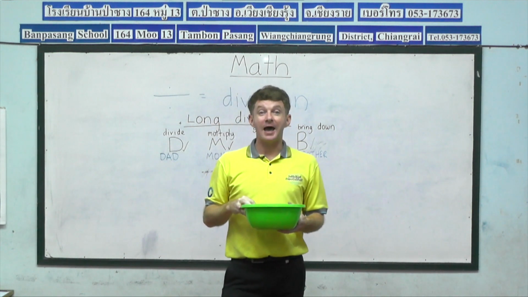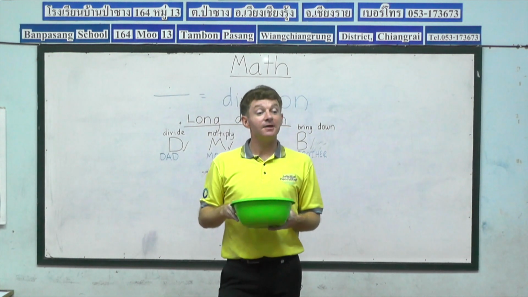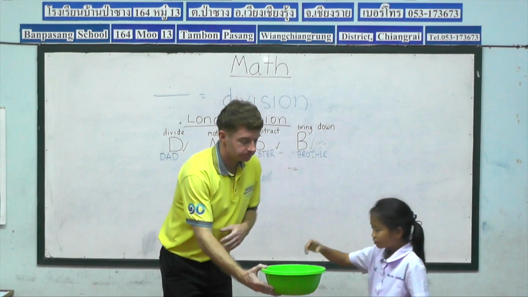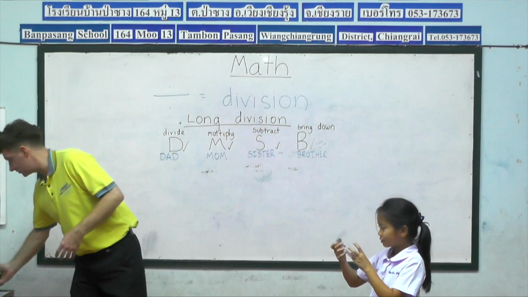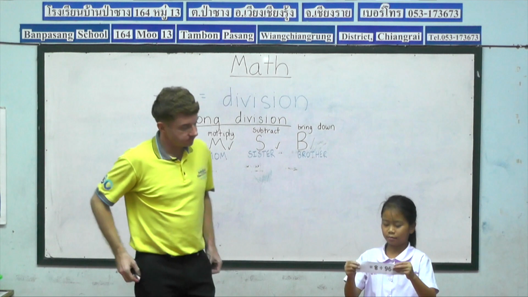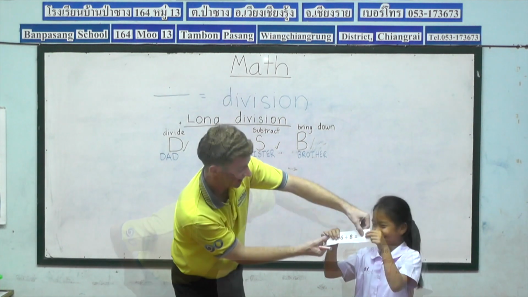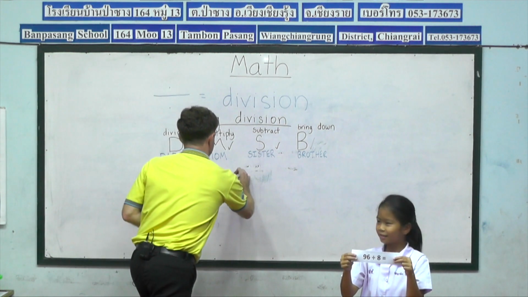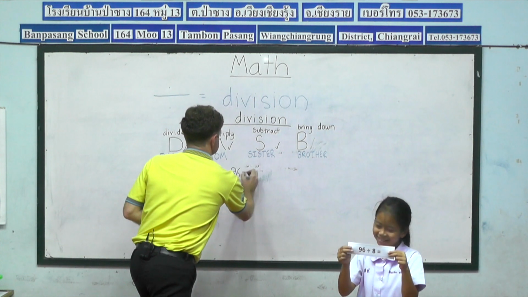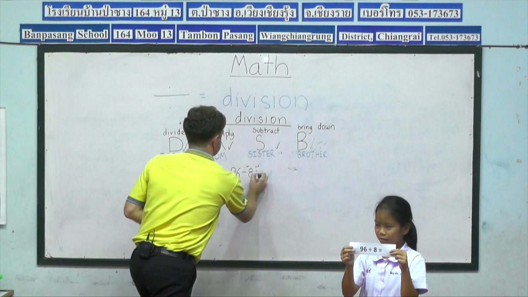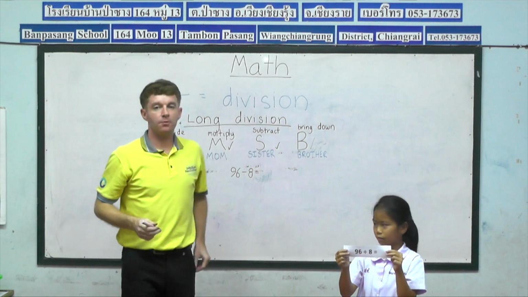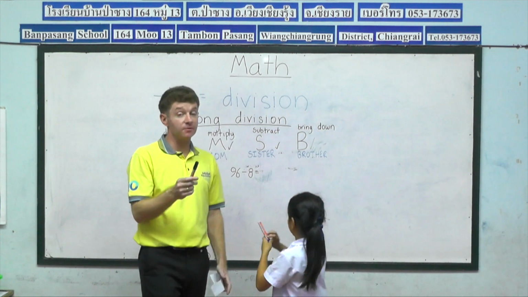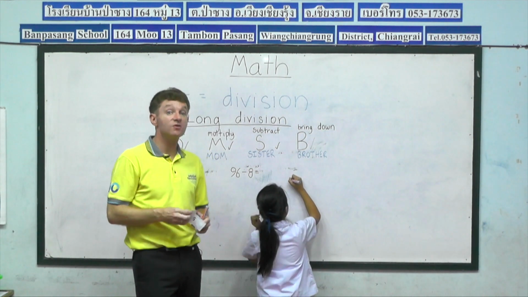So, first of all, I would like to invite student Prel. Please come and join me at the front of class. And Prel will pick the first division sum. Okay, and show it to your friends. So what do we have, guys? 96 divided by 8. Okay, so let me write the problem first. 96 divided by 8 equals. Now, Prel, what colour would you like? Blue or black? Blue. And Prel will now demonstrate how to answer this using the long division method.